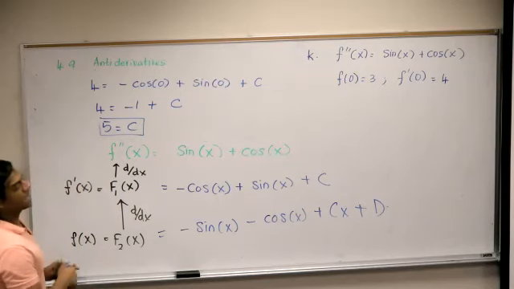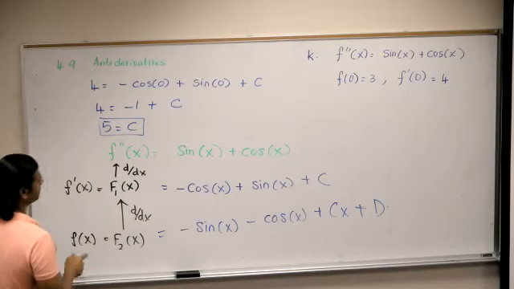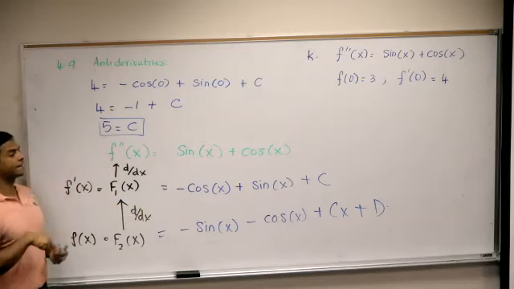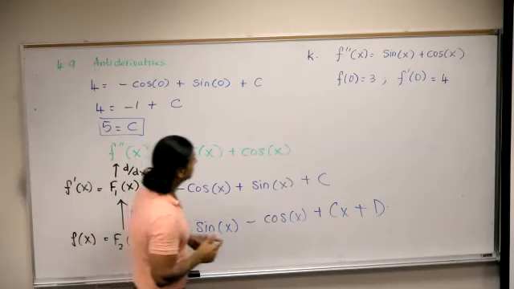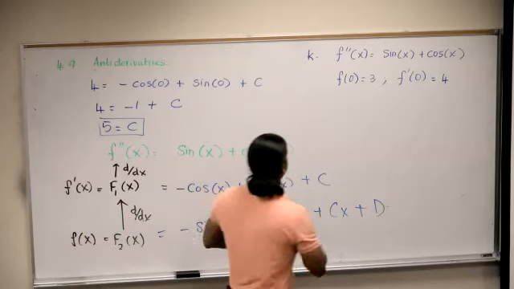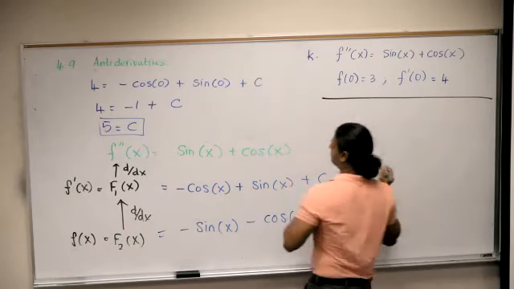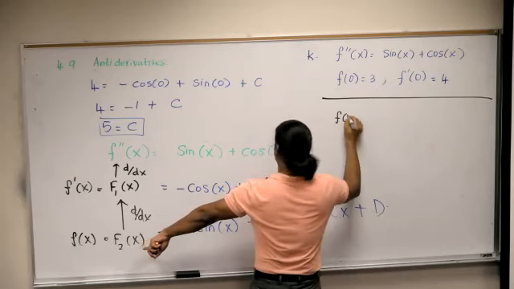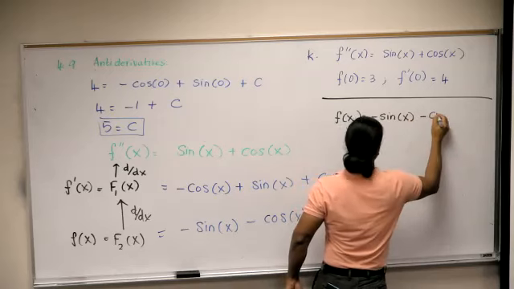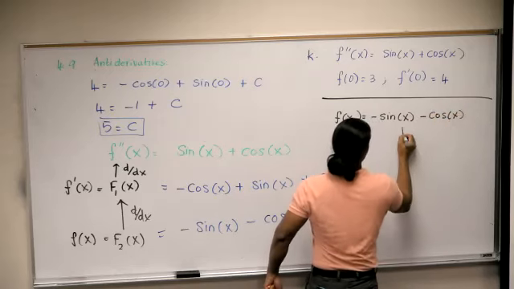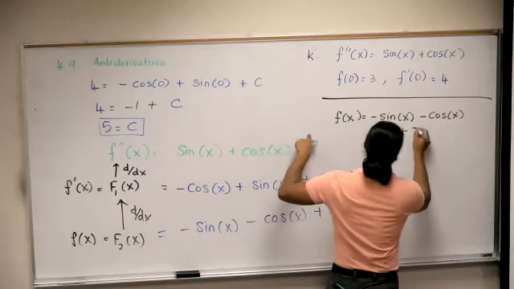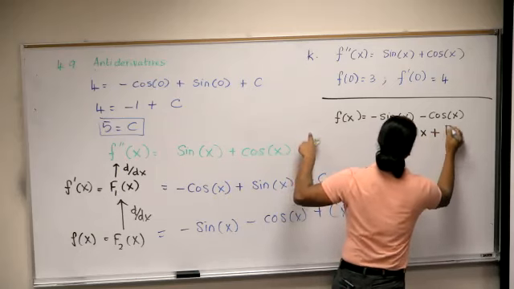Now we have to find d. We're just going to follow the same form. So, should we plug in the value of c before we find d? Yes. So, f of x is negative sine x minus cosine x plus c, which is 5x, plus d.